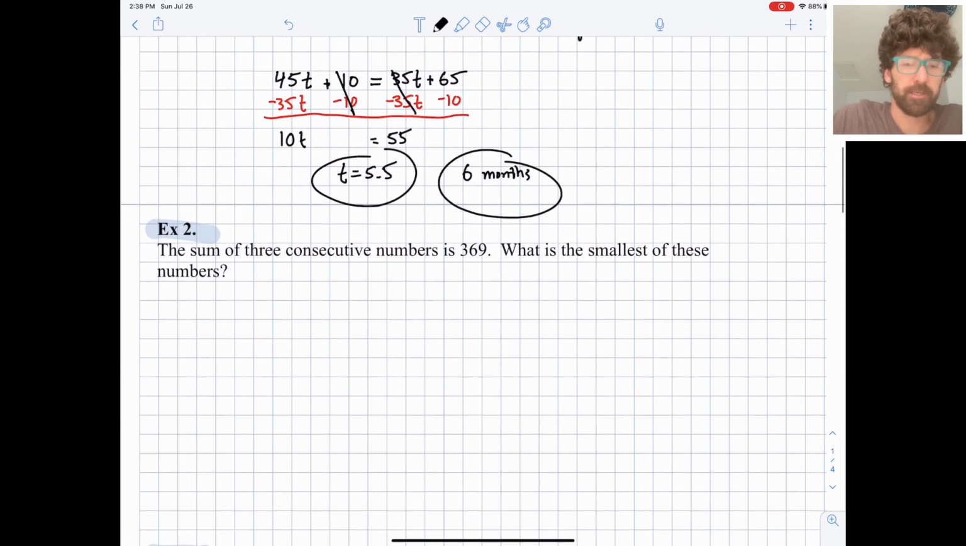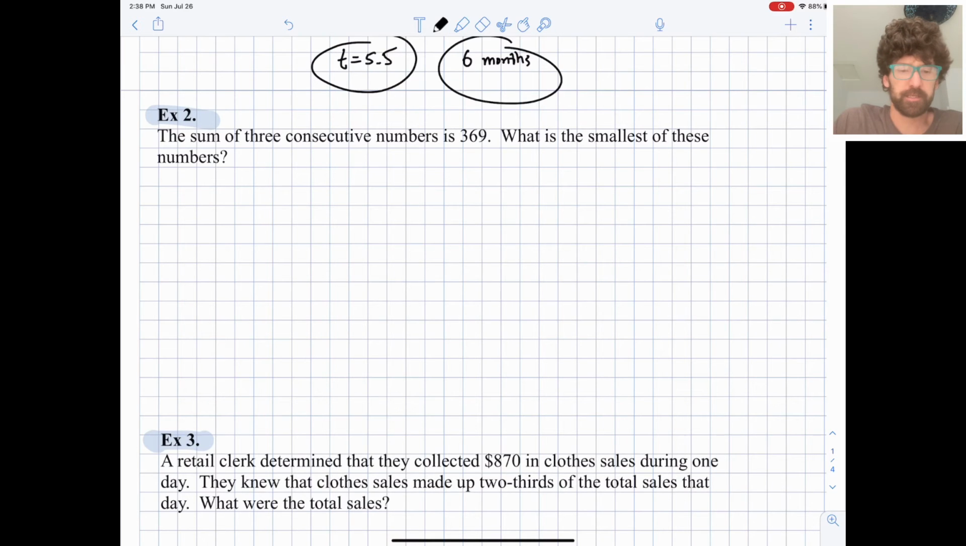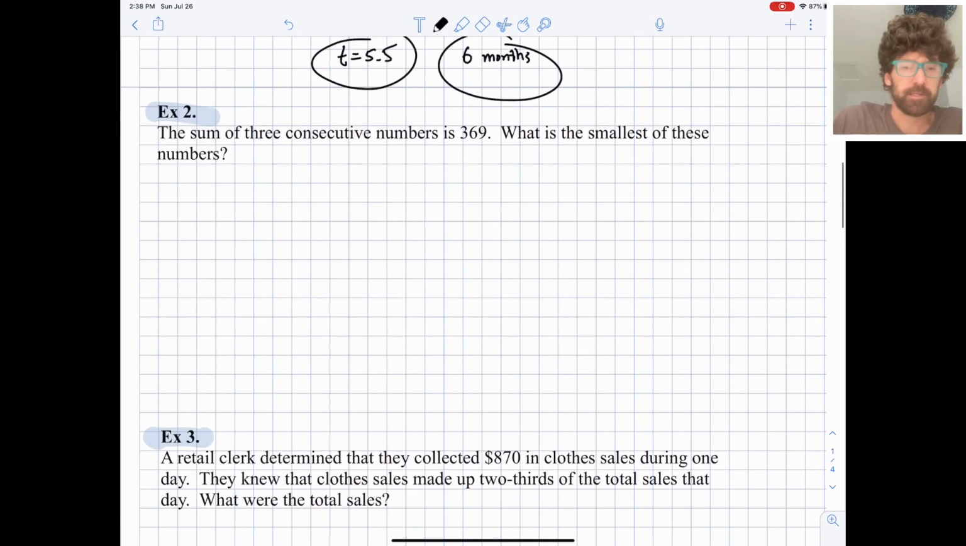Okay, next one, sum of 3 consecutive numbers is 369. What's the smallest of these numbers? So let's define our variables. Let x equal smallest number. This is a classic problem where you're tempted to just guess and check, okay? And you plug some numbers in your calculator, see if it works, and then you adjust from there. But let's do a little bit of algebra.